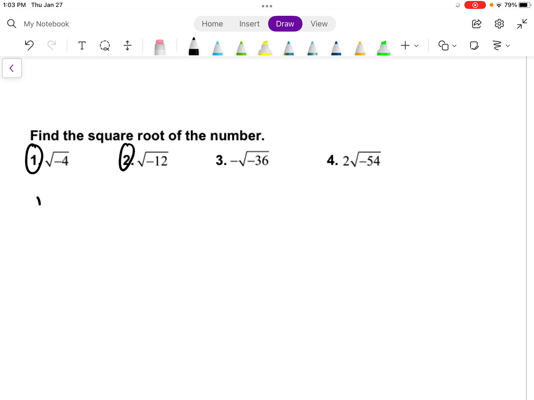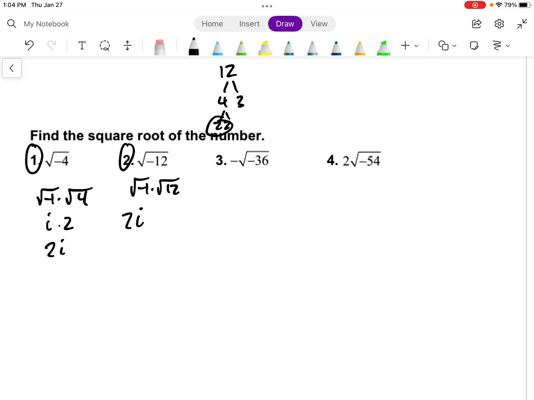Square root of negative 4, again, break out the negative 1. That's i. That's 2, and we write the answer this way, just as 2i. Square root of negative 12 would be the square root of negative 1 times the square root of 12. That's i. I got to break apart the square root of 12. So that's 4 and 3, right? So I end up with a 2 on the outside, and I got a 3 left over. So square root of negative 12 simplifies down to be 2i square root of 3.